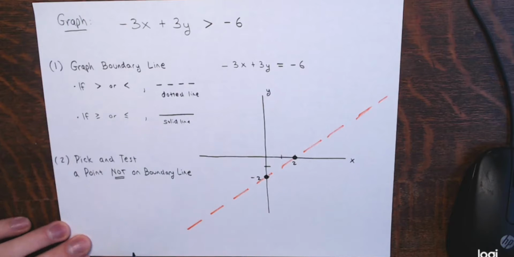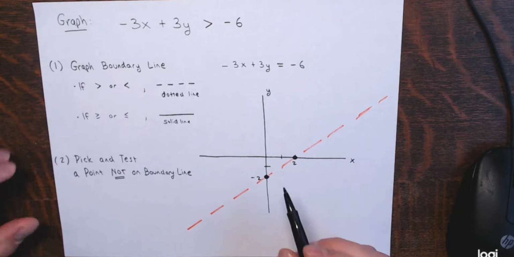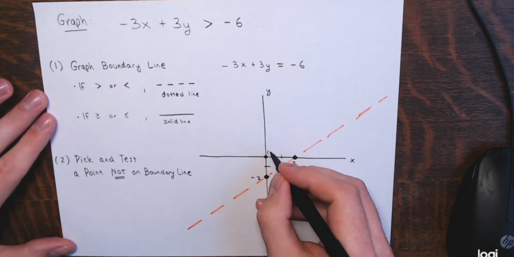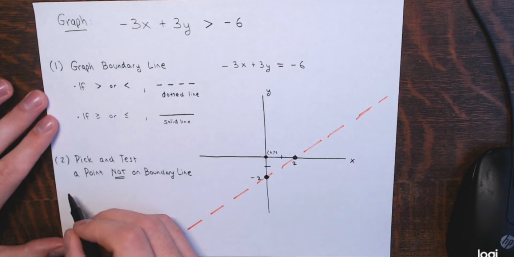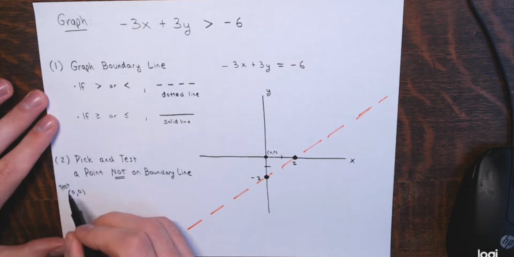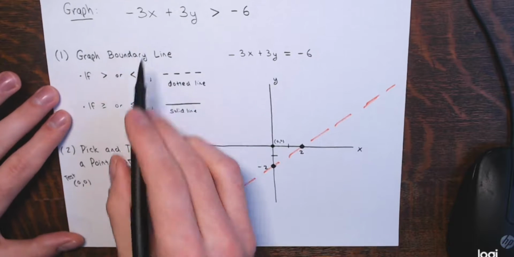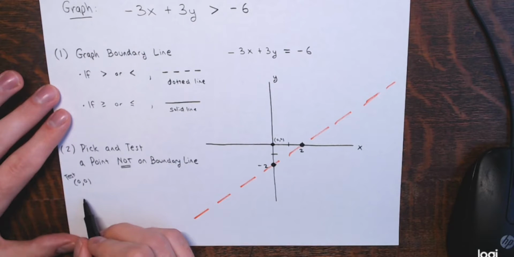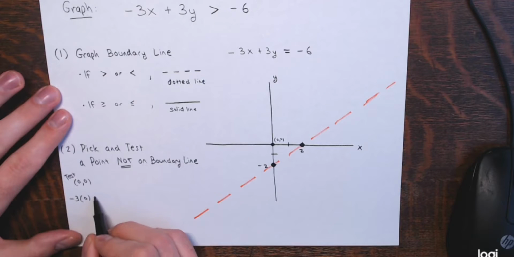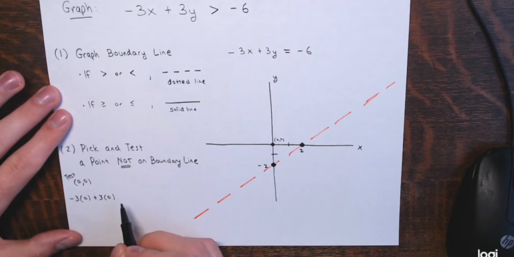So for this example, here's the origin. Usually, if the origin's on the boundary line, I can't use it. But here's 0, 0. Let's test this out and see if it's a solution or not. So we plug in 0 for x, 0 for y, and see if it makes the inequality true. Negative 3 times 0 plus 3 times 0, is that greater than negative 6?